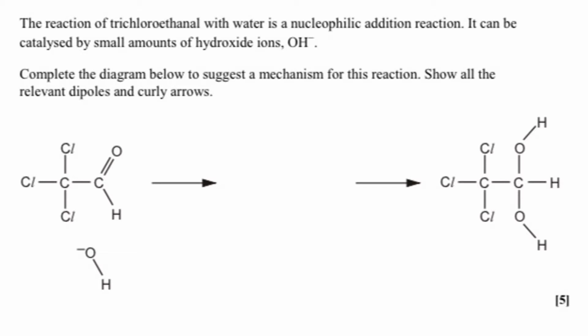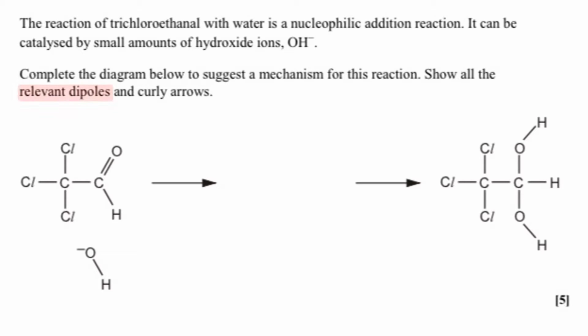So it says the reaction of trichloroethanol, which is on the left-hand side, with water is nucleophilic, and it's a nucleophilic addition in particular. So it can be catalyzed by small amounts of hydroxide ions, and it asks you to complete the diagram and suggest a mechanism.